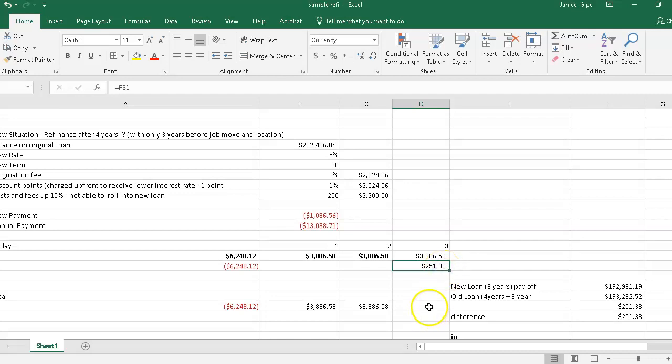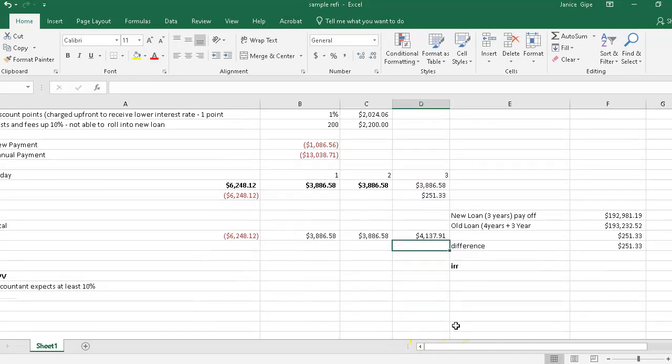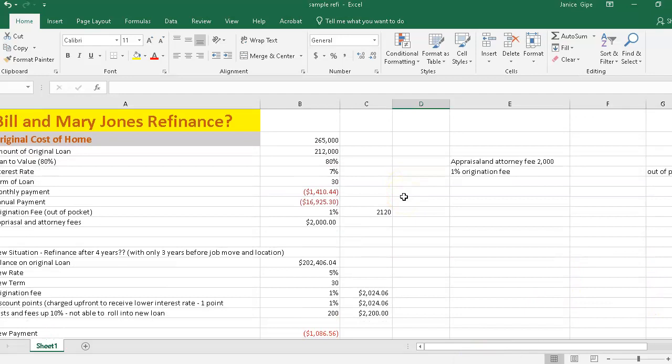And oops, so this equals this plus this. So we see that we have quite a bit of a savings by just 2% less on a payment, and your payoff is going to be lower if you refinance than in 3 years paying this other much larger payment.